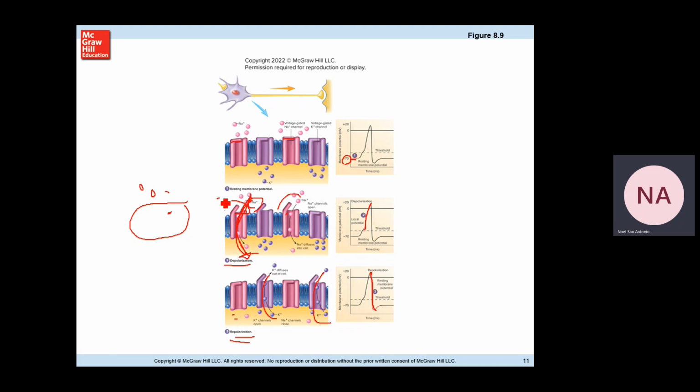So those are the three phases of the action potential. It starts with the resting membrane potential, which is around negative 70 millivolts. Then when the sodium channel opens, there will be sodium influx, which will result in depolarization.